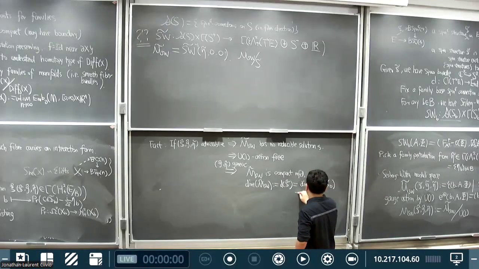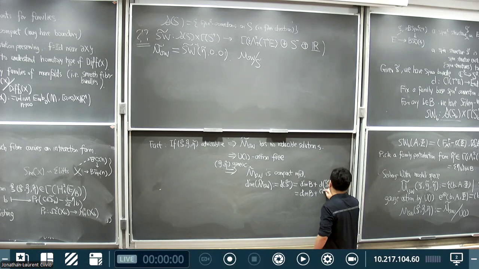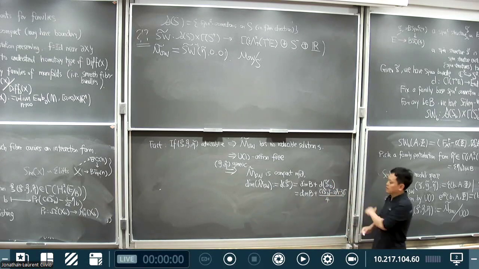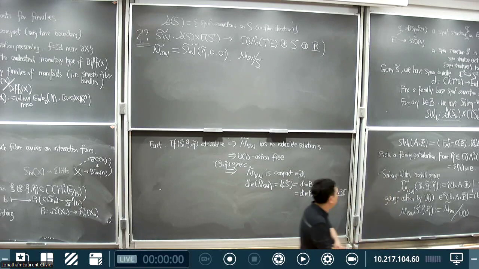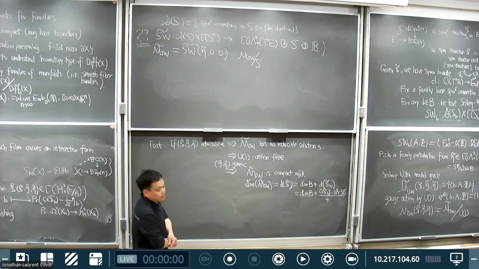Then this is the dimension of P C1 of S P square minus 2 and minus sigma, and so this is the index formula that appeared yesterday.